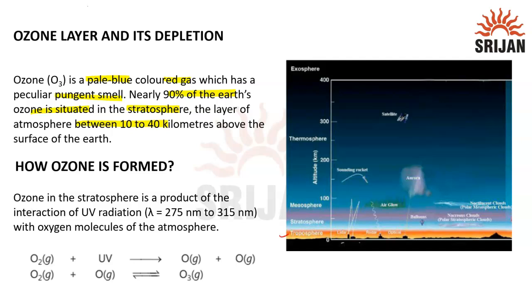So this is troposphere, this is stratosphere. So maximum ozone is situated in this region here. So this is the region where maximum or 90% of the ozone is situated. Now, how ozone is being formed?